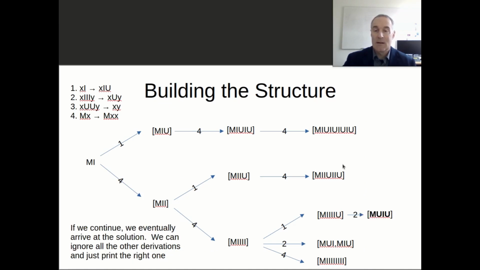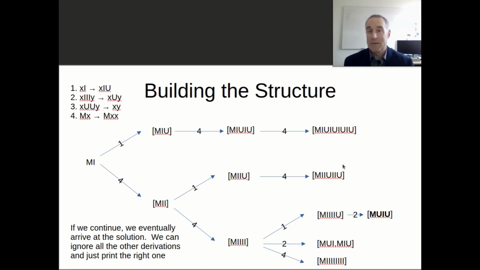And finally, with one more step, I'm not going to go through all the derivations for all of the possibilities. We can just look at the one that gets us the answer. Well, it's looking at MIIU, and applying rule 2 to replace those first three i's with a U, we get MU-IU. All right, and that's our answer.